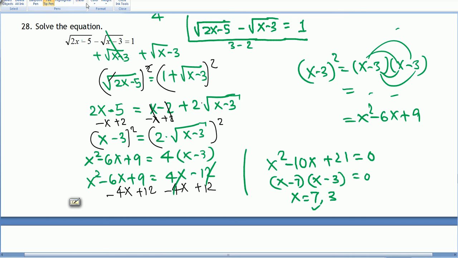How about 3? Okay, 2 times 3, 6, 6 minus 5, 1, square root of 1 is 1, 3 minus 3, 0, square root of 0 is 0, so 1 minus 0 is 1, so both are answers. Okay, so x equals 7 and 3, both are answers.